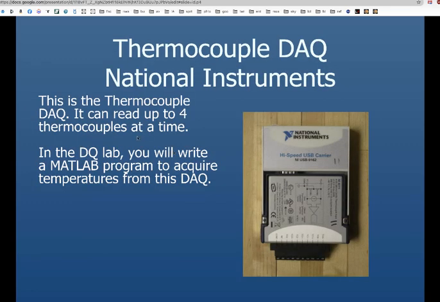This is the DAC that we're going to be using in the labs from National Instruments. It can read up to 4 thermocouples at a time. Now, in the DQ lab, you will write a MATLAB program to acquire temperatures from this DAC.